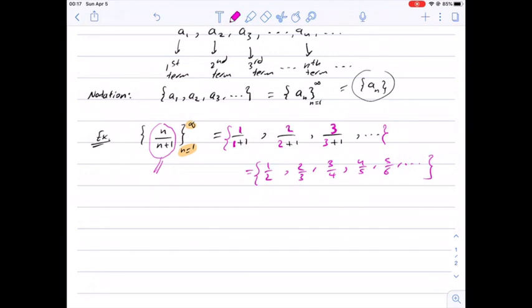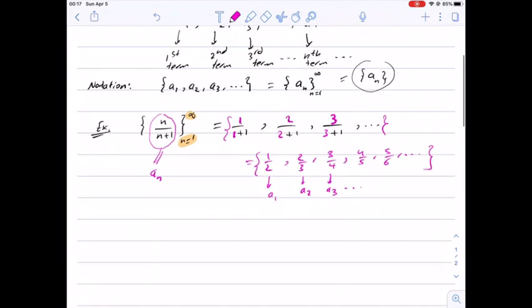Now this expression represents the nth term of that sequence, and this is the first term, this is the second term, the third term, etc. But n does not have to start at 1.